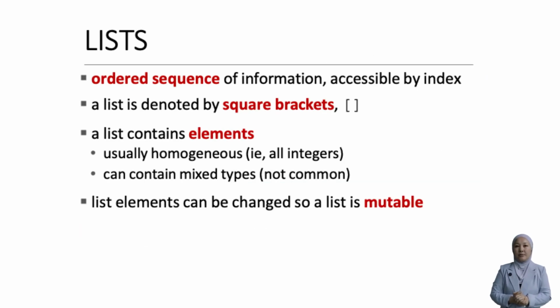Now let's meet the more flexible sibling, lists. Like tuples, lists are an ordered sequence of information accessible by index, but they are denoted by square brackets. A list contains elements usually homogeneous, like all integers or all strings, though they can contain mixed types. The game-changing difference: list elements can be changed after creation. A list is mutable. This mutability makes lists incredibly versatile for tasks where data needs to grow, shrink, or be modified. An empty list is []. A list can contain other lists, enabling nested structures.